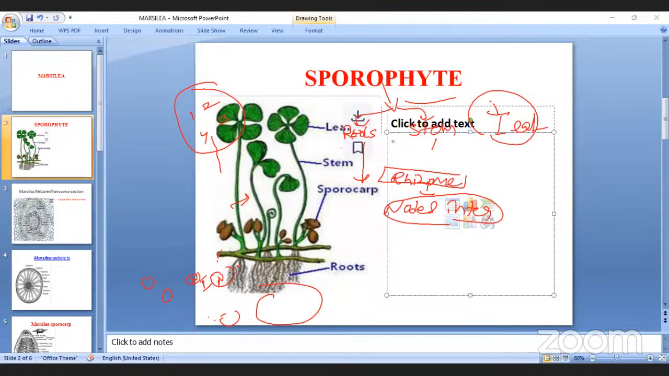But in Marsilea, it is somewhat complex. The complex structure is called a sporocarp. You can see here the sporocarp. This is the reproductive part. What do you think is present inside the sporocarp?